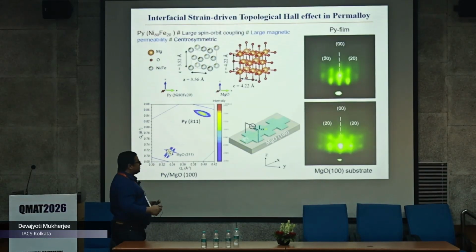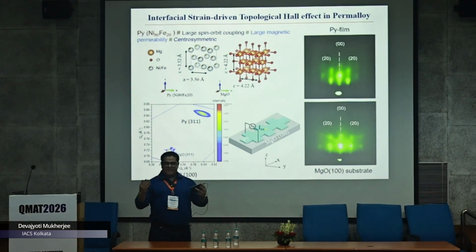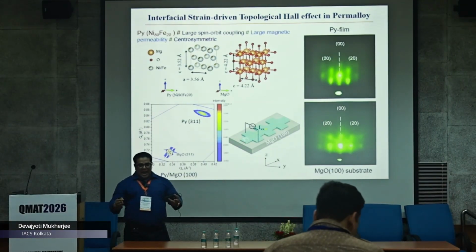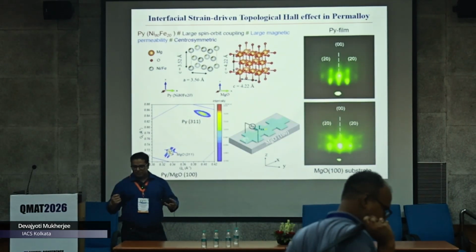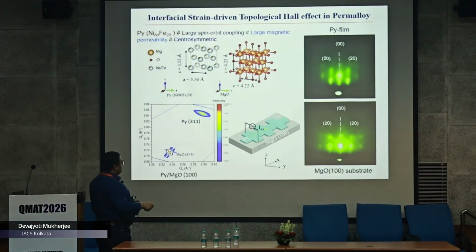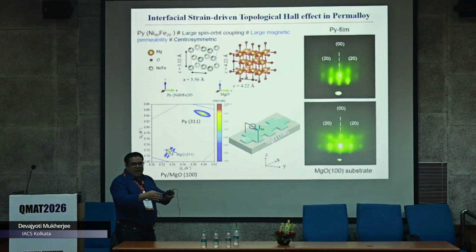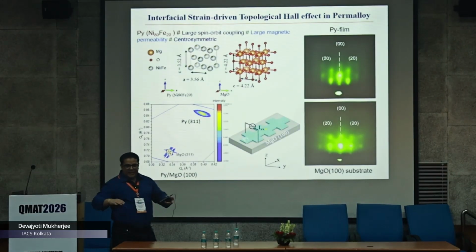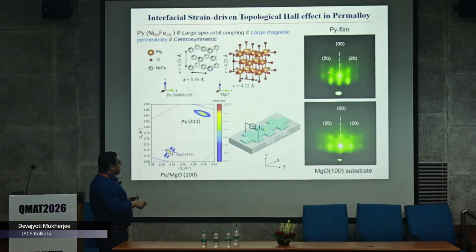But what our idea was, so okay, it's basically a cube. Now what if we take a cubic substrate and grow permalloy and create a strain in that material, then essentially we can break its centrosymmetry. And so what we did, we tried to grow permalloy films on top of single crystal magnesium oxide MgO substrates. Now MgO has a larger lattice parameter than permalloy. So permalloy, in order to grow, had to stretch itself along the film, and it gave rise to a tensile strain.